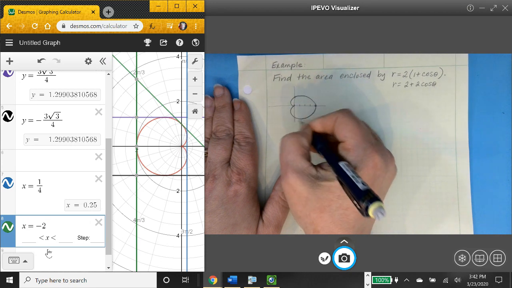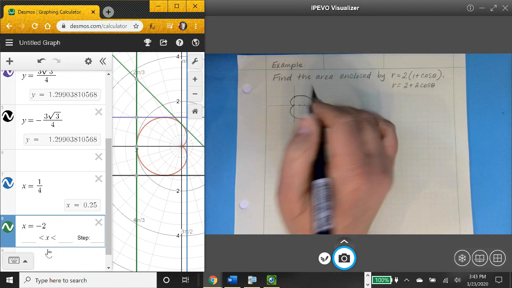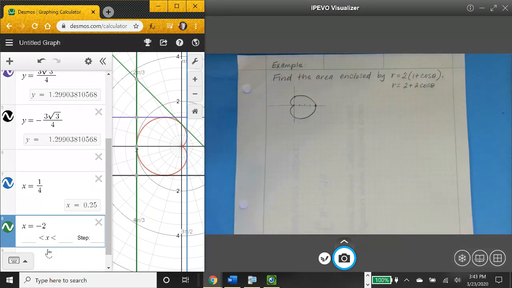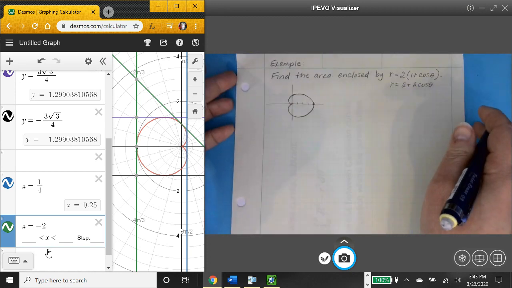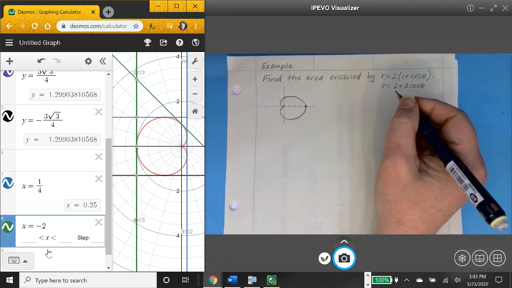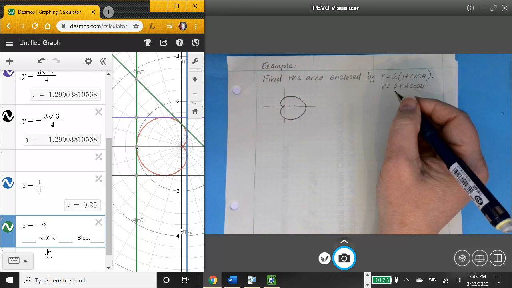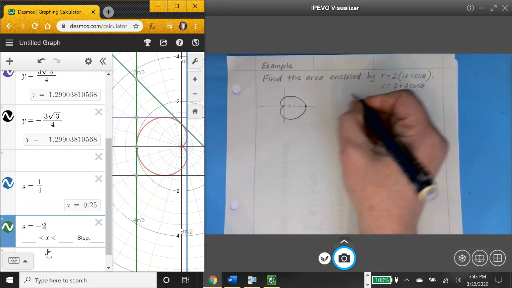So to get all of it, what do I have to do? Well, I have to integrate from 0 to 2 pi. Or I could integrate from 0 to pi and use symmetry as my friend. What would you like to do? Well, we'll probably use symmetry here, but what is the formula?